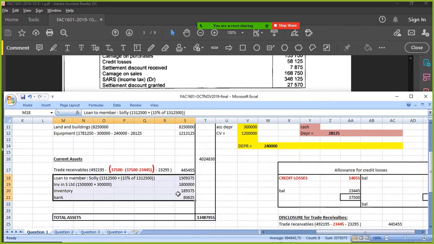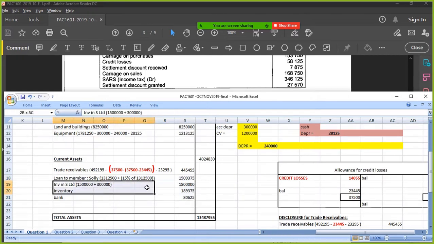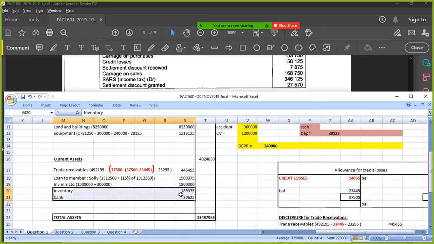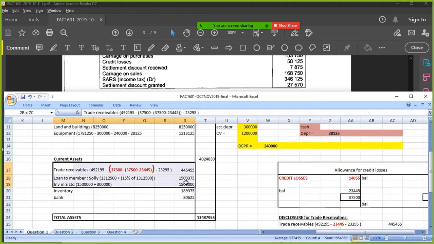Same as this answer. Did you also have loan here, inventory, all of that stuff? Yes, yeah, good. As long as you've got the same figure, that's perfect. Trade receivables. Okay, good. All right, so yeah, that was what?